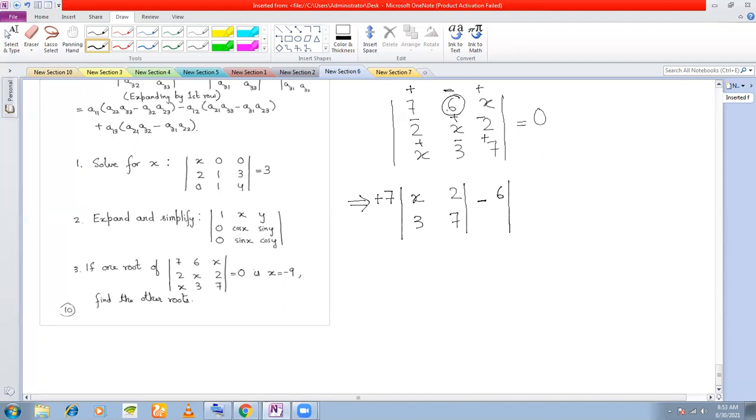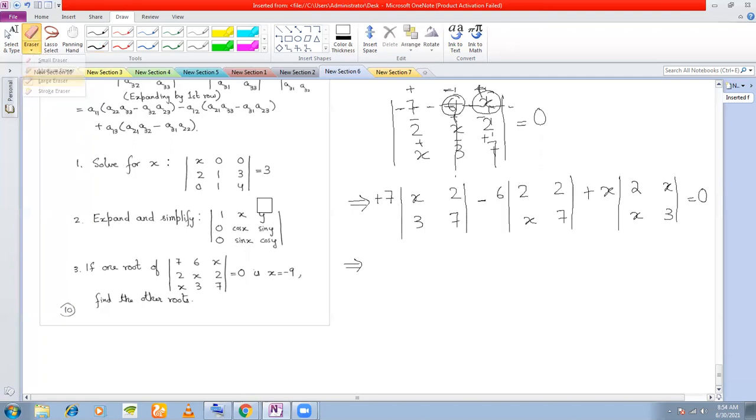Element here is 6. So you write 6, multiplied by the minor of 6. What is the minor of 6? You delete this row, this column. You get 2, 2, x, 7, right? Next is a plus position. So you give a plus sign and you have an x, right? x. And then you delete this column and you delete this row. What are you going to get? 2, x, x, 3. All this is equal to 0. So we have simply done nothing but expand the determinant along the first row.